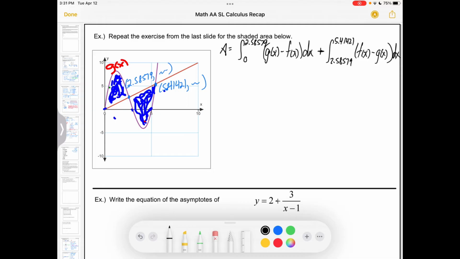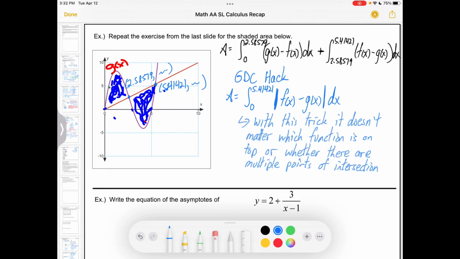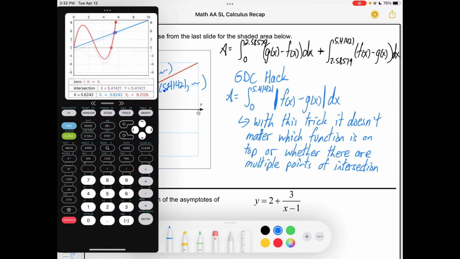Now there's also a trick that you can do with your GDC, though, that might save you some time. So this GDC hack is that you just take the integral from the far left boundary to the far right boundary, and you don't even worry about which function's on top. You just take the absolute value of the difference, which is going to keep it all positive, and this will work out for us every time. We don't have to worry about multiple points of intersection in between, or which function's on top. So let's work it through on the GDC.